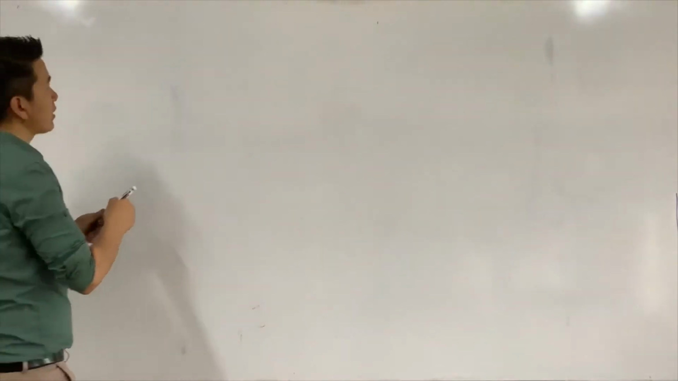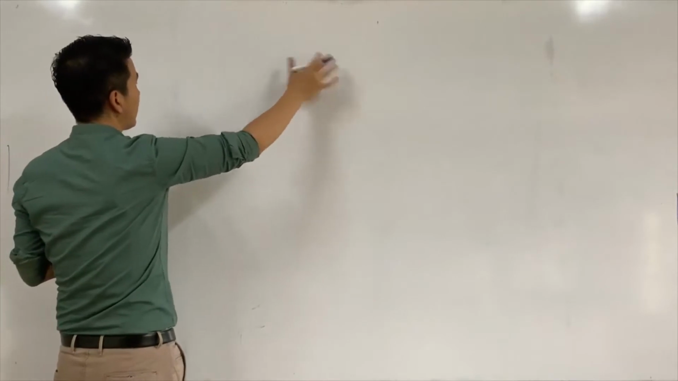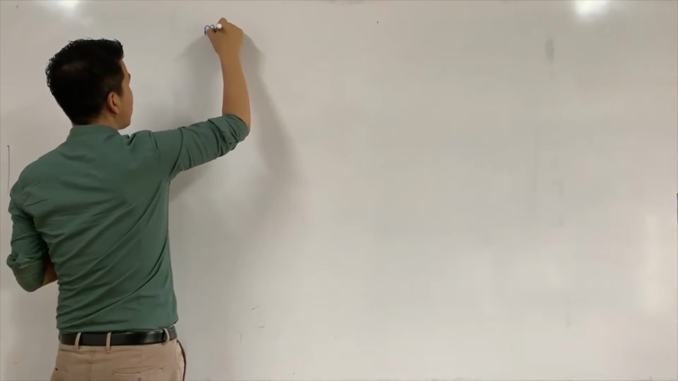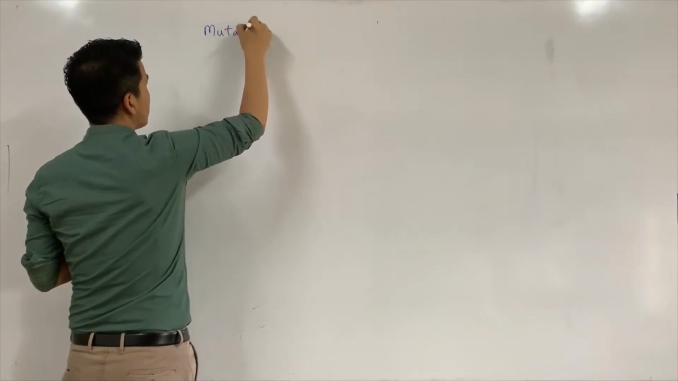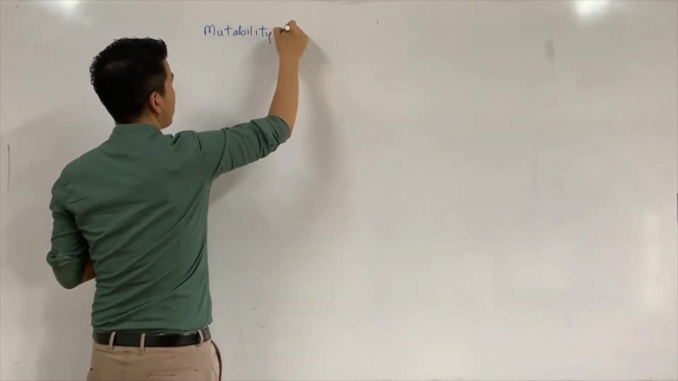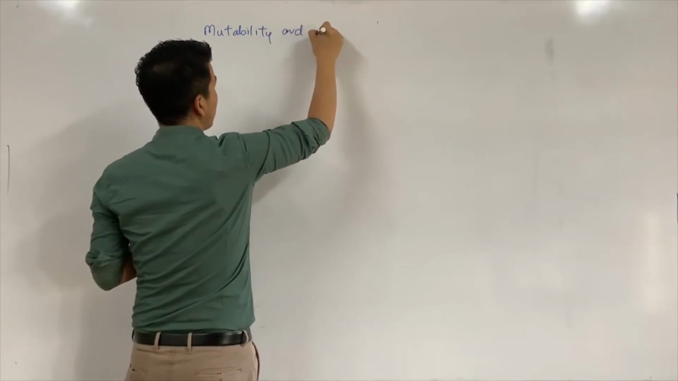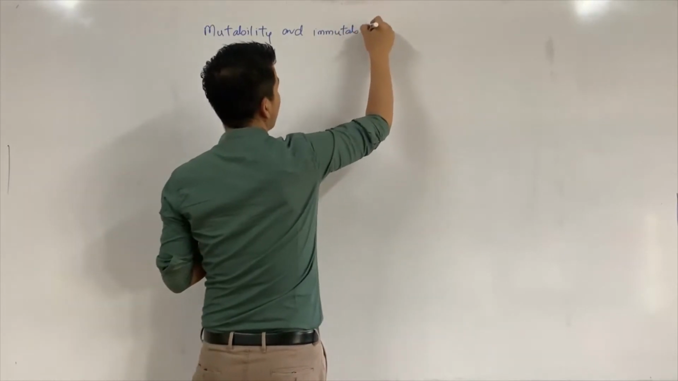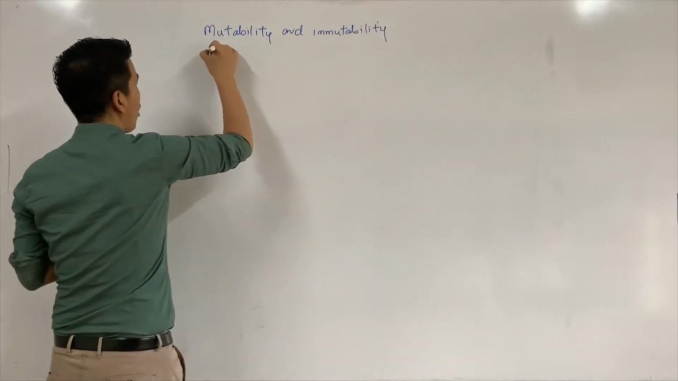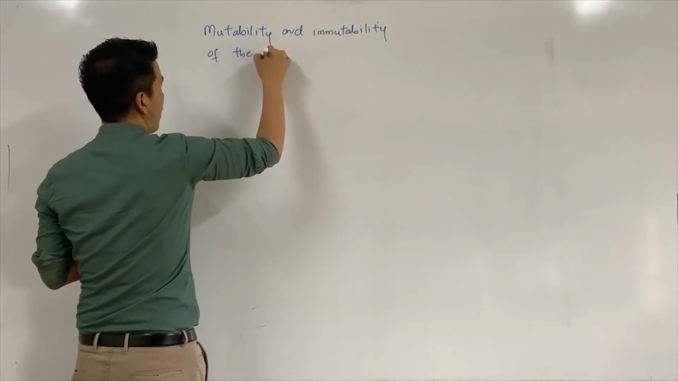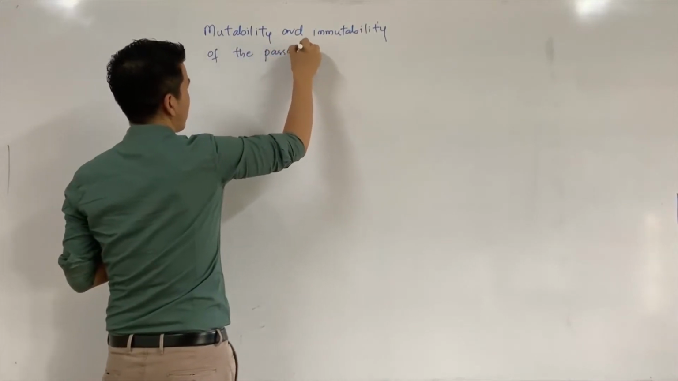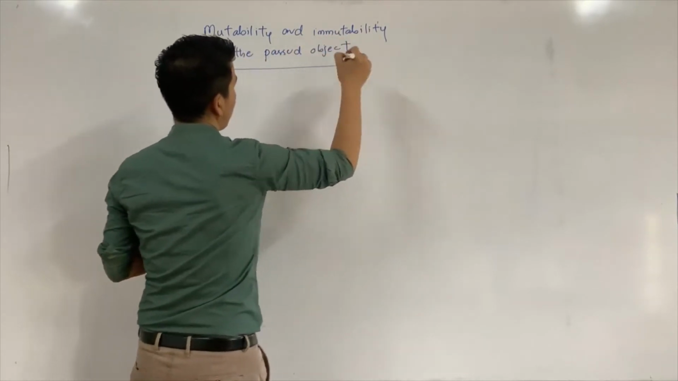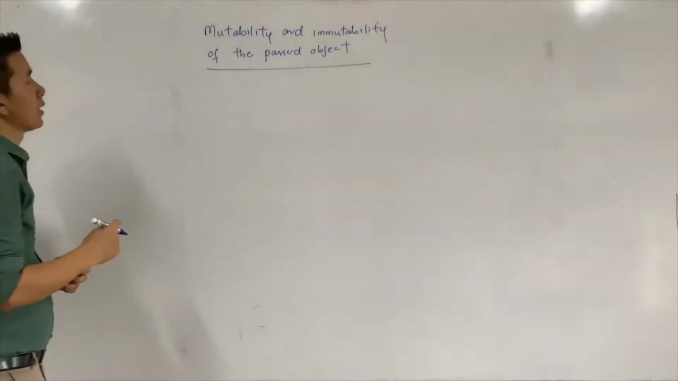But we'll just try to understand first regarding the mutable and the immutable thing, right? So the topic will be the mutability and immutability of the passed object, right? So we should have a clear sight of the goal, right? Okay, I think it's better to note it down.